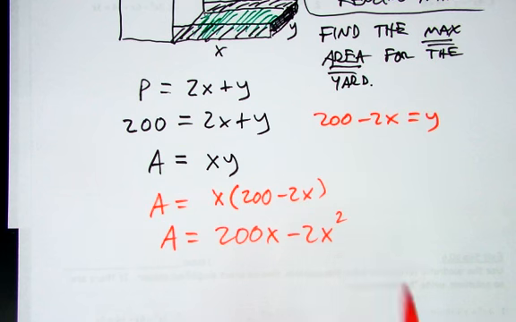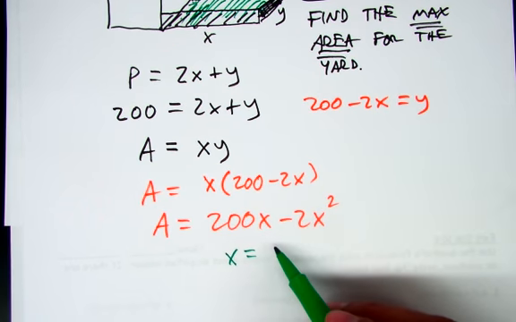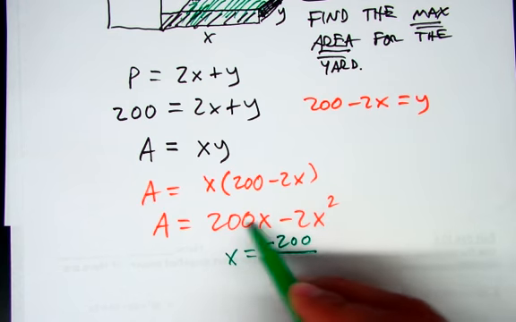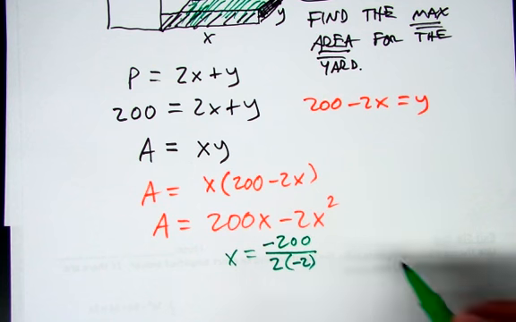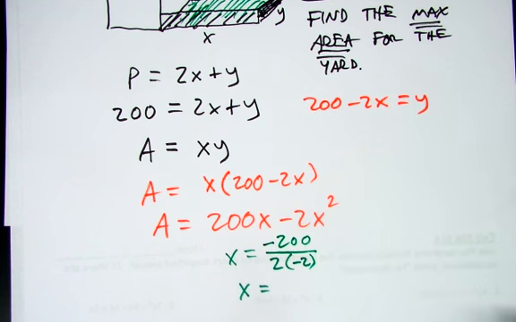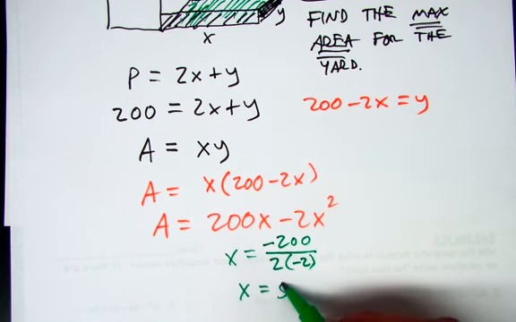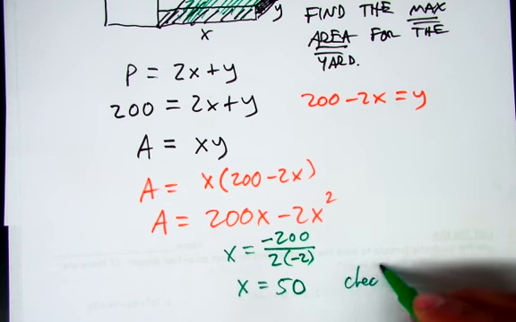How would I find the correct x value? So the opposite of b in this problem is negative 200. The order is reversed, so don't fall for that. 2 times a is negative 2. So that's 200 divided by 4, which is 50. That sounds reasonable. Okay.